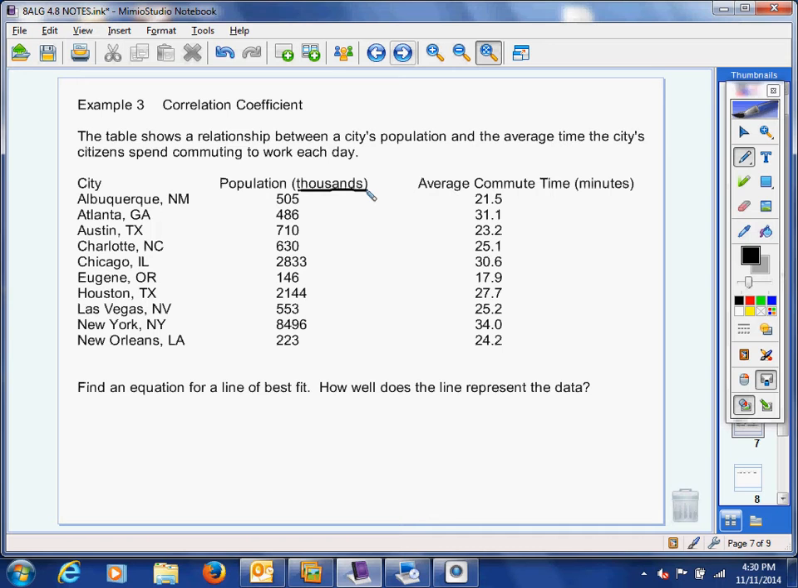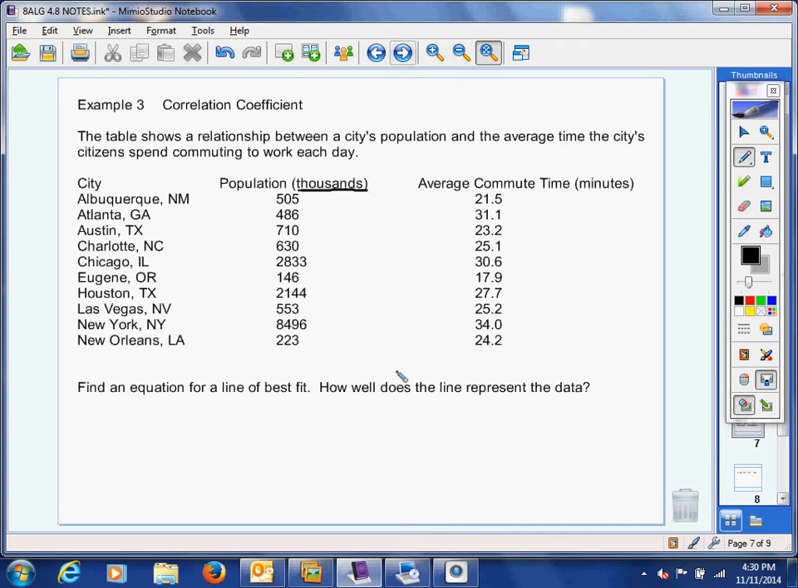And then, of course, the average time the city's citizens spend commuting to work each day. So you look at those numbers, that's in minutes, okay? So our first objective, we need to find an equation for a line of best fit, and then we're going to decide how well the line represents the data.